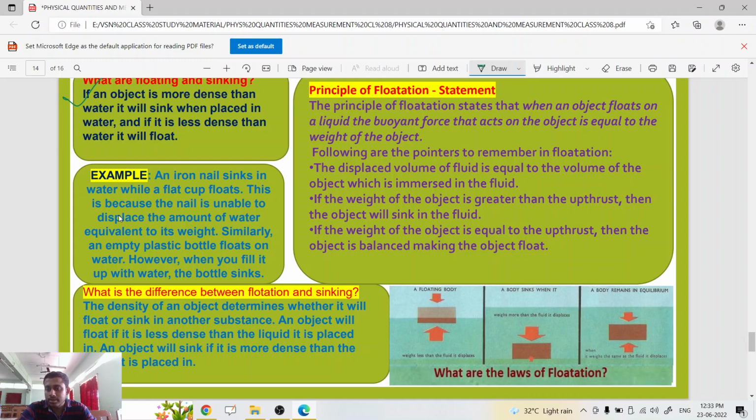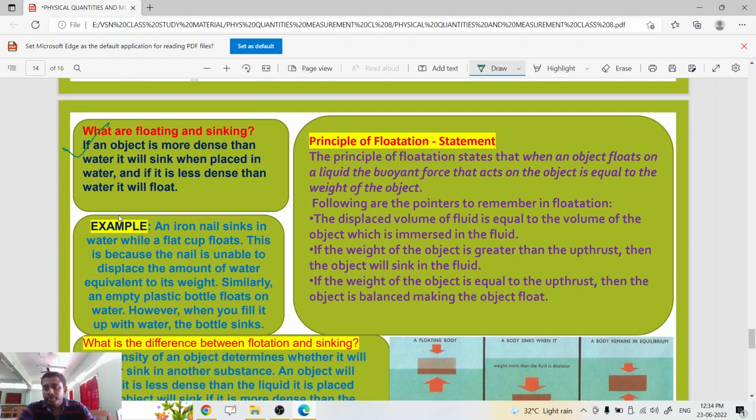Similarly, an empty plastic bottle floats in water. However, when you fill it up with water, the bottle sinks. Before explaining the example, at first we have to know the principle of flotation. Already one point is discussed, that is relative density.